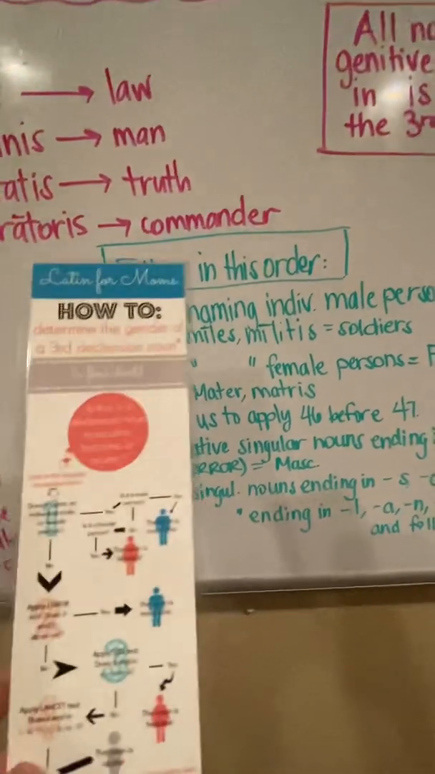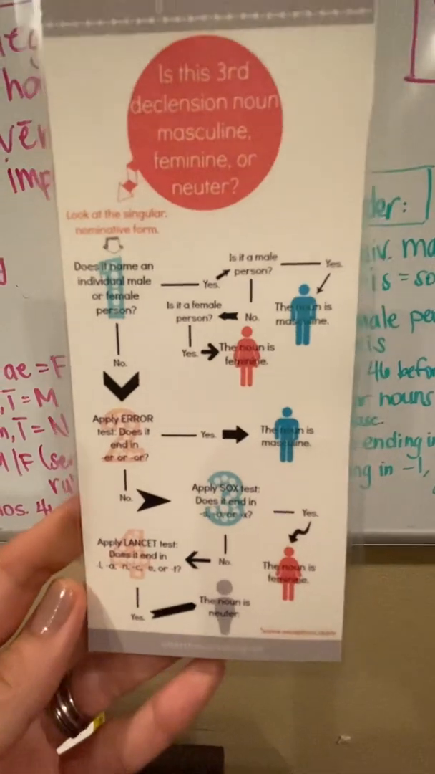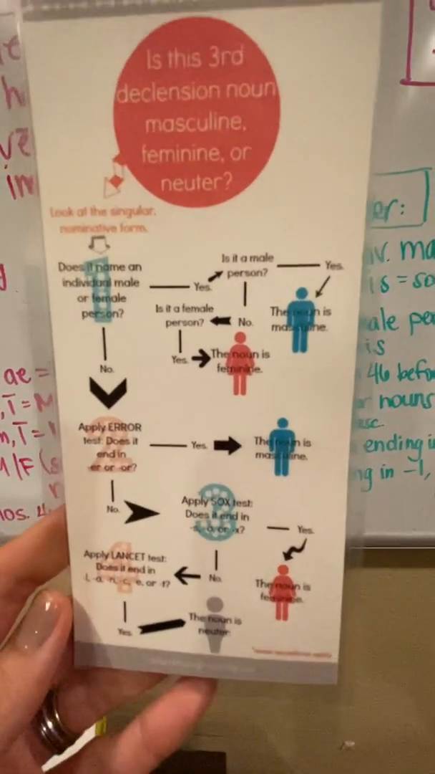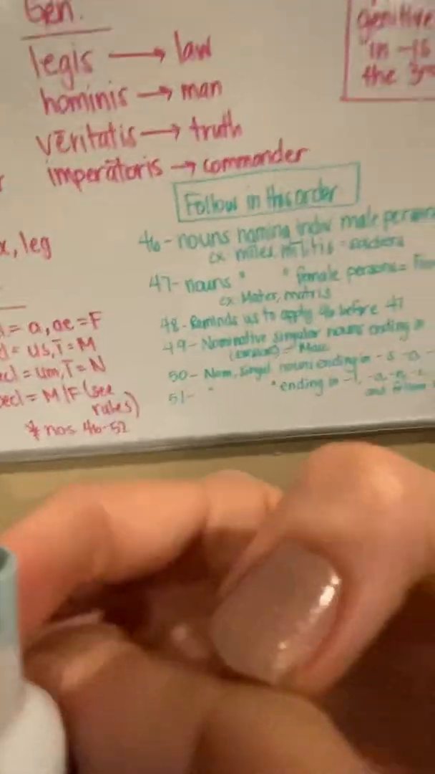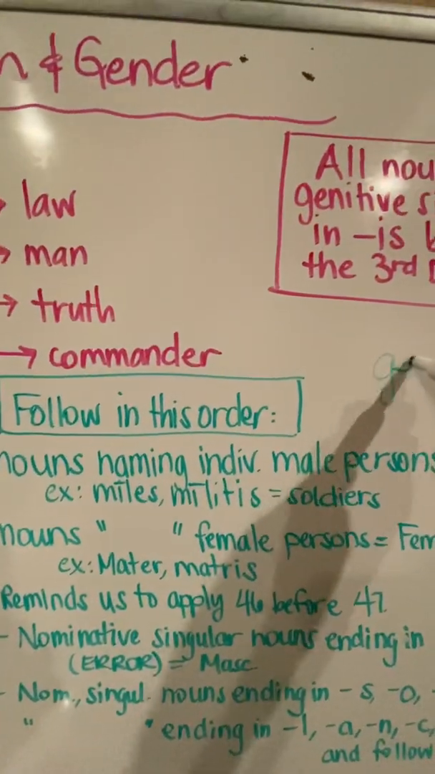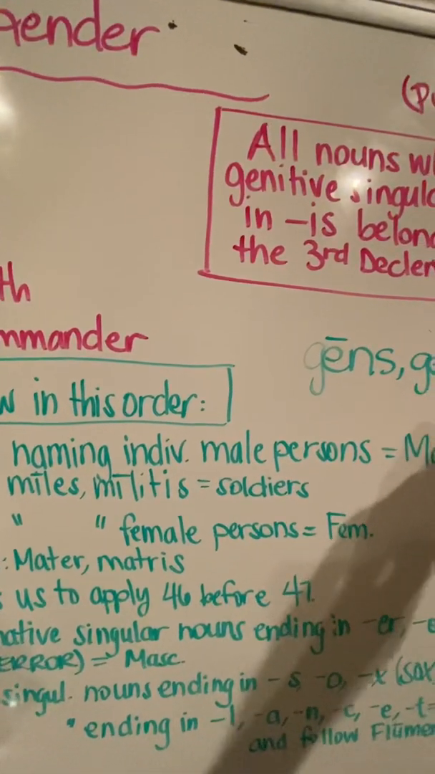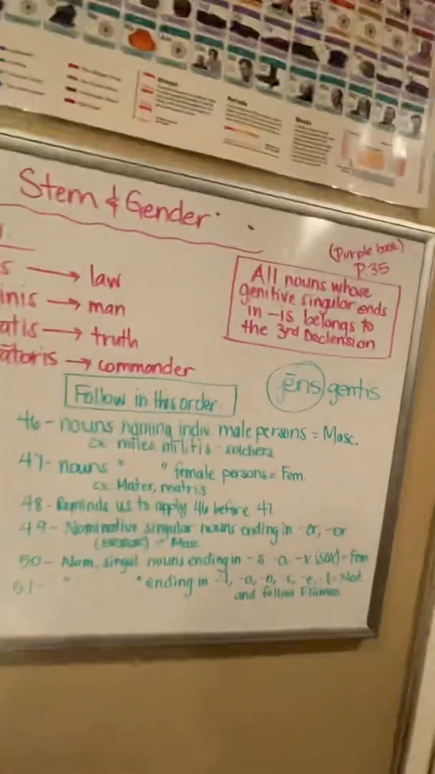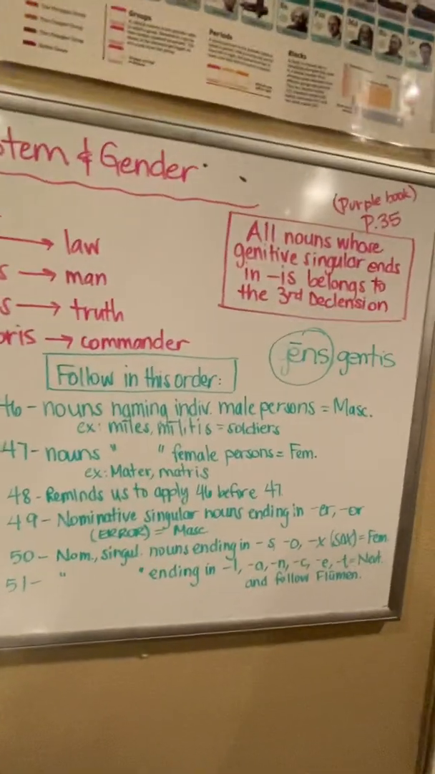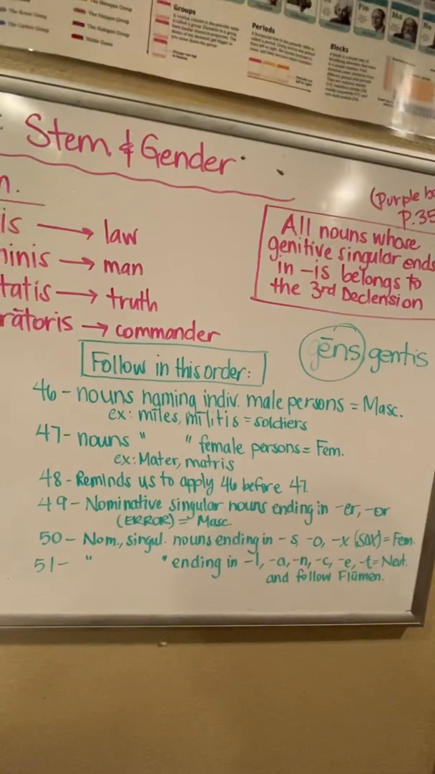And then I also wanted to show you this fun little flow chart that I have. Let's say I have the word gens. Let me put it up on the board. This is gens, gentis. This is the word that we're going to look at to figure out its gender. And so we are going to be looking at the nominative singular to determine gender. Gens, gentis means tribe. In the book it says tribe.